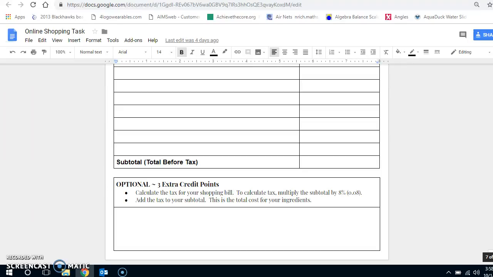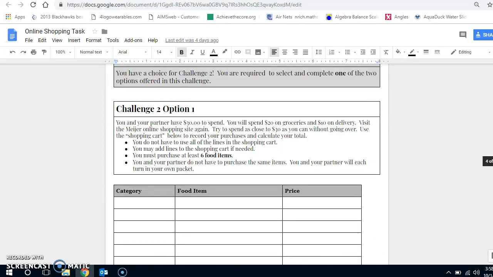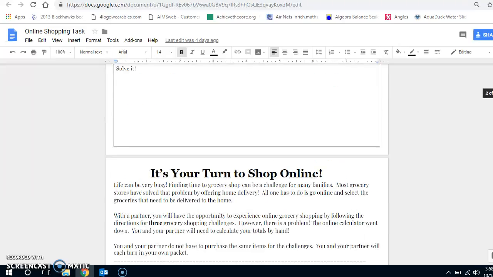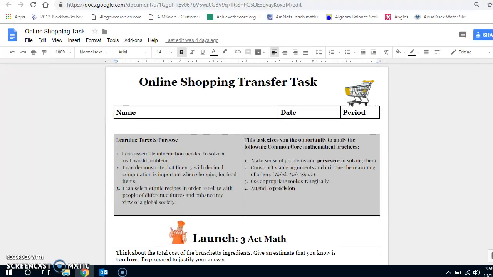So that is the online shopping project that we will be doing the next couple days in math. I expect that on day 1 you will complete challenges 1 and 2, and then on the second day, on Thursday, you will complete challenge 3. And then on Friday, we have Chef Ray coming to visit and talk to us about what it's like to be a chef, and he's also going to share some pictures of some cultural dishes that he enjoys making.